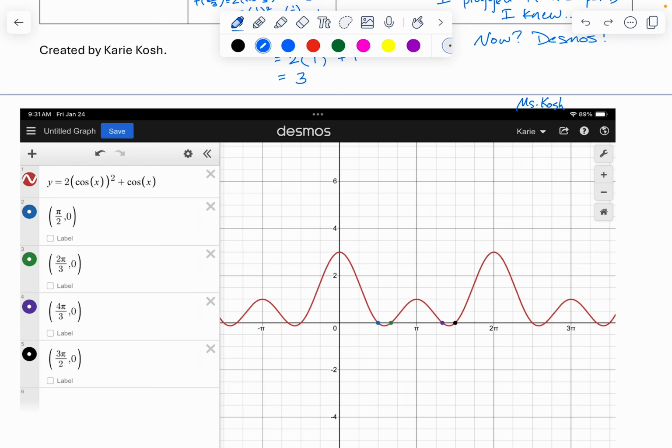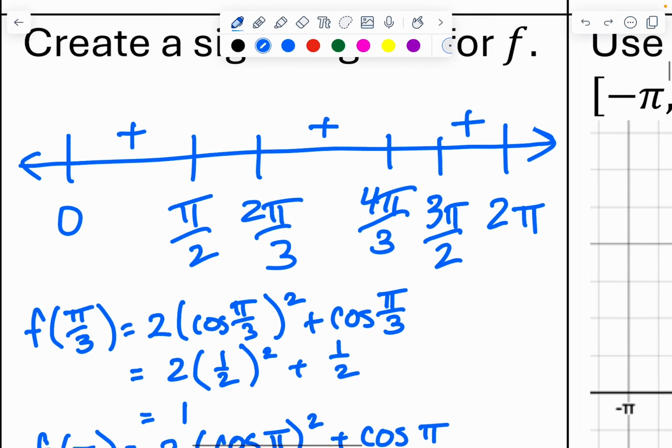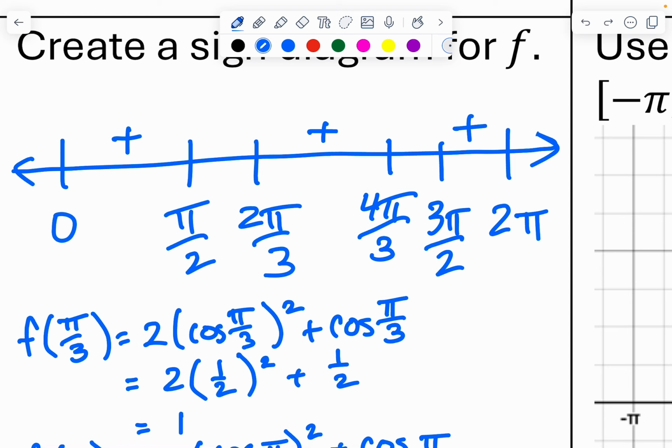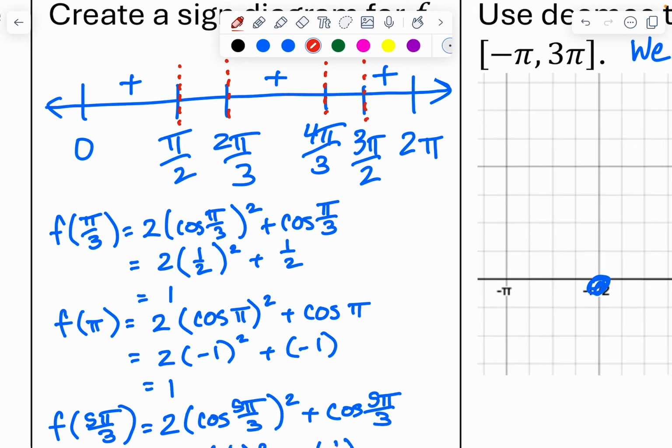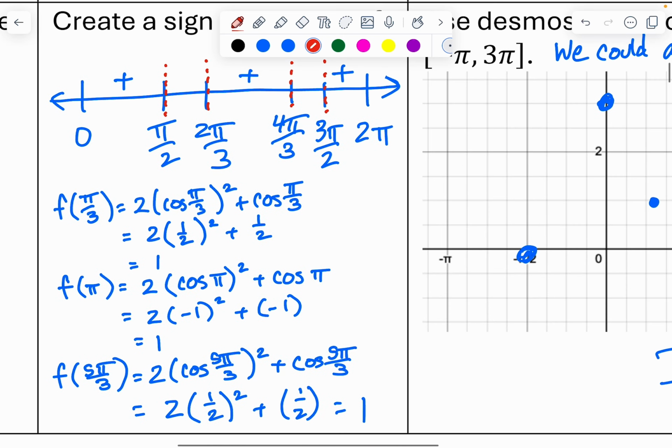Not something that I would expect you to graph by hand. But what we'll do is we'll do a sign diagram. So I came and I put the beginning and the end of that interval, so 0 and 2 pi. And then I put, I should probably use dotted lines for pi over 2 and 2 pi over 3 and 3 pi over, I lied, that's 4 pi over 3 and 3 pi over 2. Those are all the zeros. So then I plugged in different values and was able to figure out what's positive and that sort of thing.